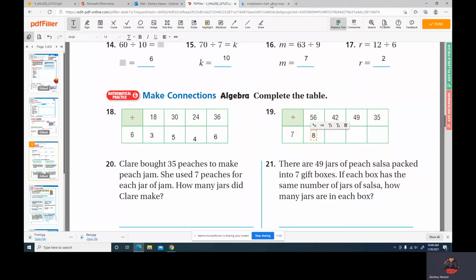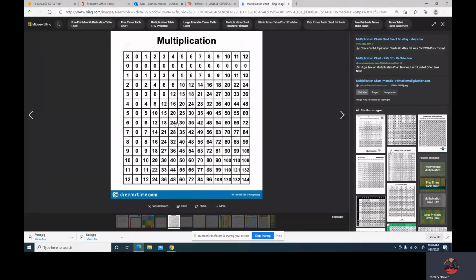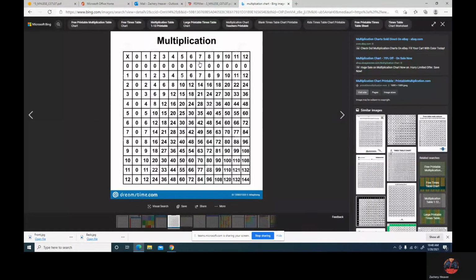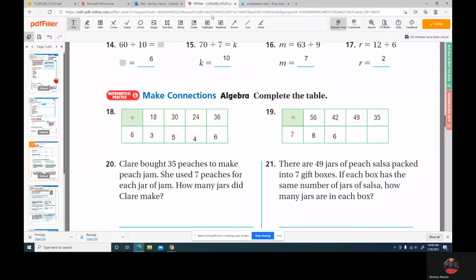42 divided by 7. Find our 7s. Go to 42. Go over. That's 6. 49 divided by 7. Find 7. Go down to 49. Go over. That's 7. And 35 divided by 7, we've done it earlier, was 5.